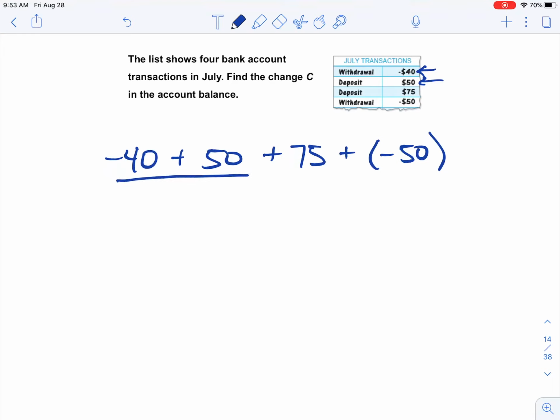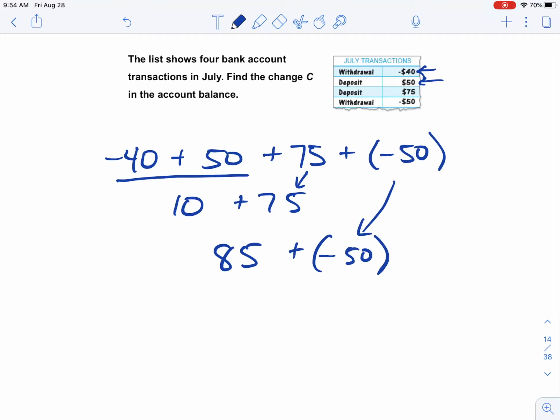So I'm going to start by doing negative 40 plus 50. And I go through my 3 steps kind of in my head every time. Okay, that would come out to be a positive 10. Now I'm going to take this positive 10 and I'm going to add that 75 to that right there. Well, I think we all know that'll come out to be 85. Now I'm going to take my 85 and I'm going to add this negative 50 to that. So now is where, again, I'm going to go through my 3 steps in my head. Okay, the bigger number is positive. They have different signs. So I do the difference, which would come out to be a positive $35. All right.